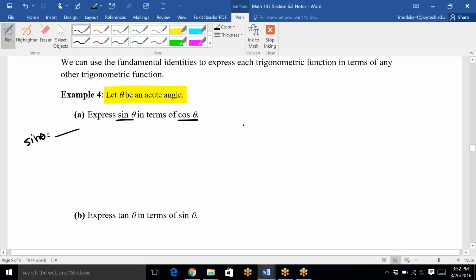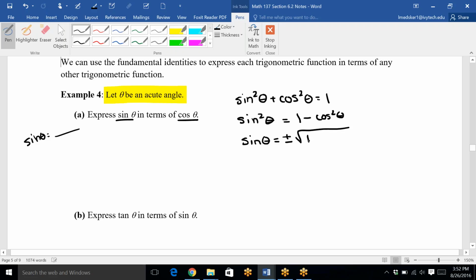Okay, so the only property that I know of from the other page that has sine and cosine together and nothing else was the one that said sine squared theta plus cosine squared theta equals 1. That was the Pythagorean identity. So we want to have sine be the part we solved for. So we're going to subtract the cosine squared over, which would make this 1 minus cosine squared theta. And then we need to get rid of this squared part. So we're going to take a square root of both sides. Now anytime you take a square root, unless you know for sure what the sign is, you're supposed to write plus or minus.